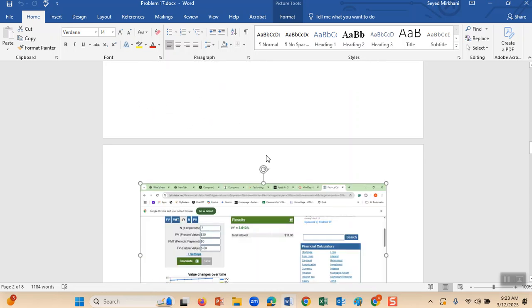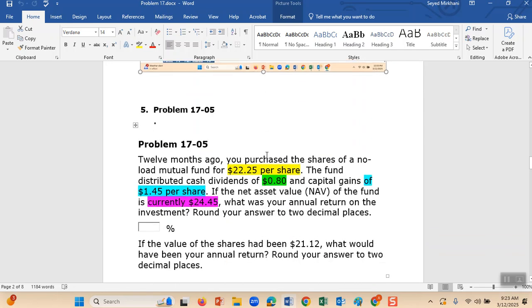We go in here and we look at problem 17. I go through this briefly to see what we can do. Let's say 12 months ago, that means a year ago, you bought shares of a No Load Mutual Fund for 22.25. Okay, and that means, as I said, no load most likely means that you are not paying a fee, and the fund gives you a cash dividend of 80 cents, which is great.